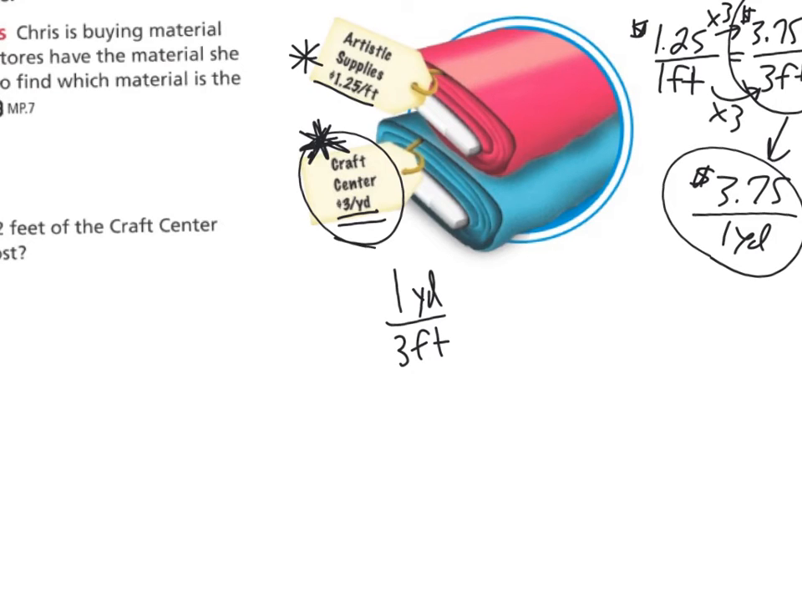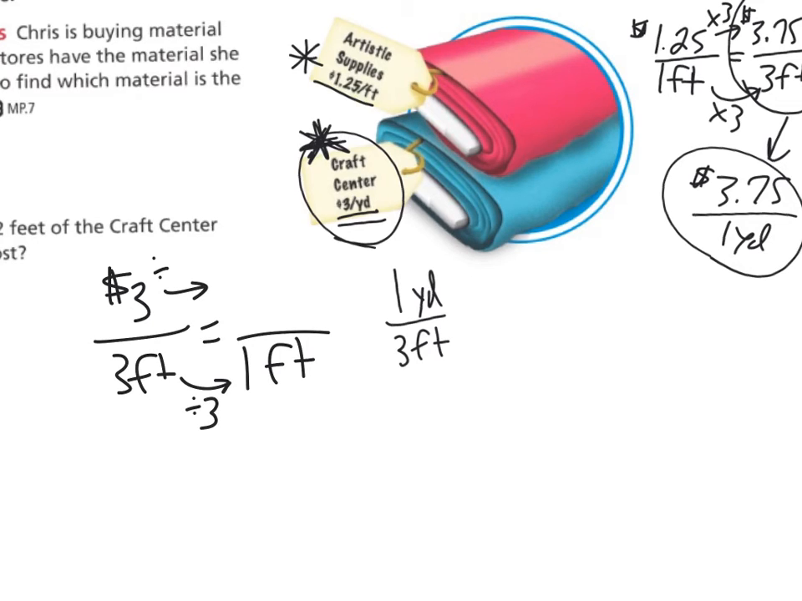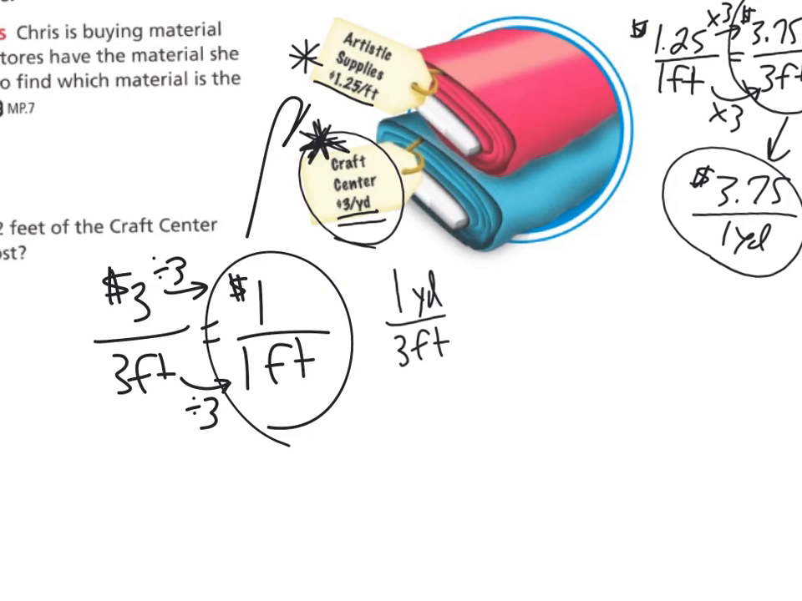We could have gotten by, if it's $3 per yard, that's like $3 for 3 feet, we could say. And so for 1 foot, we could just divide by 3, and that would be $1 per foot versus $1.25 per foot. So this time it worked out, but if it was $4 per yard or something that wasn't a multiple of 3, then it might be easier for you just to do the multiplication like we did.